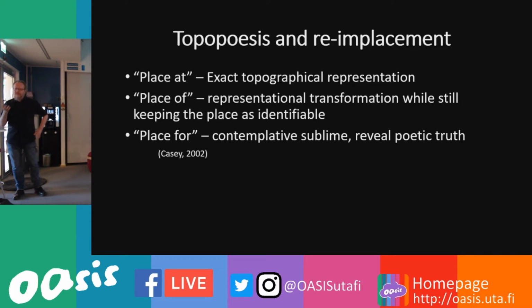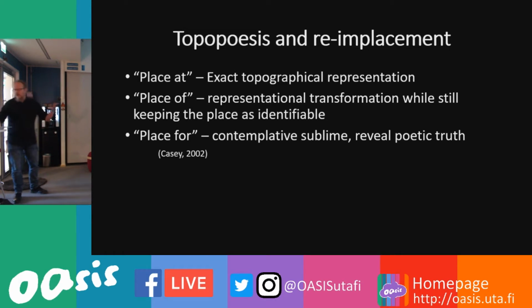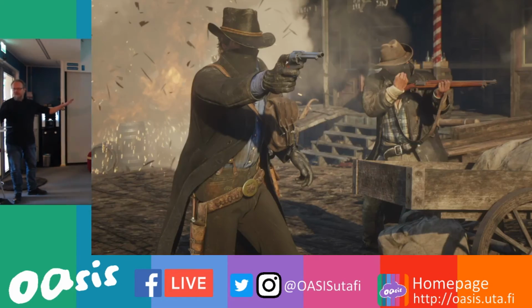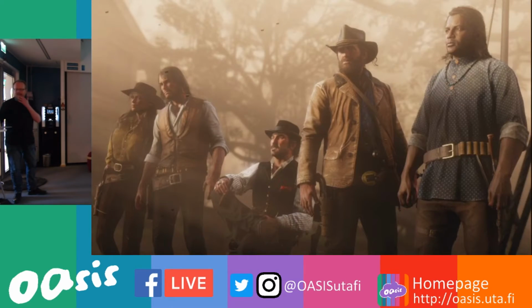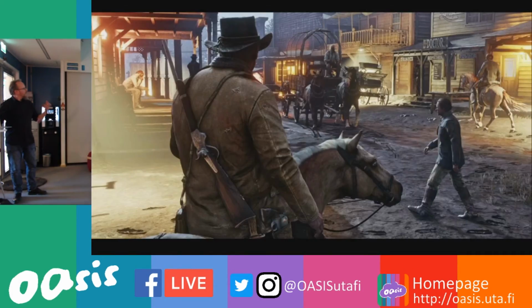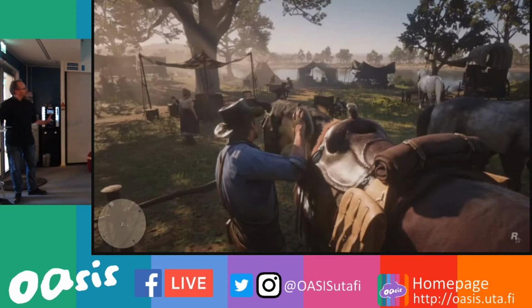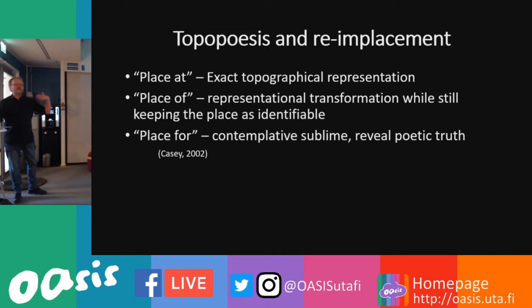But in Casey's case, he argues for the place as contemplative sublime, to reveal the poetic truth of the place. And here, in the case of Red Dead Redemption 2, it can be argued that through all these homes, the sense of belonging, the solitary structures, and especially the indicators of placeness, they all work together in a sort of topopoesis, the creation of a place which reveals a poetic truth about something.